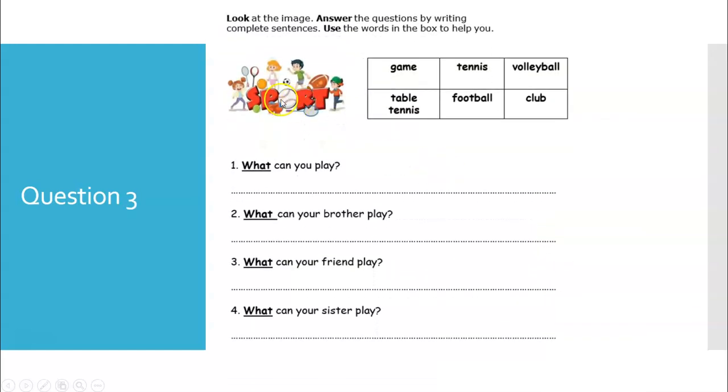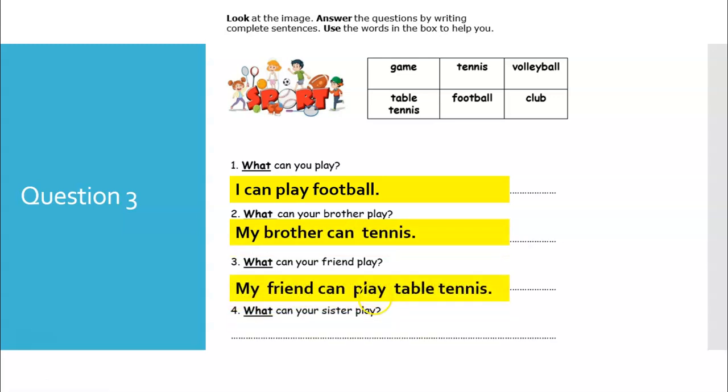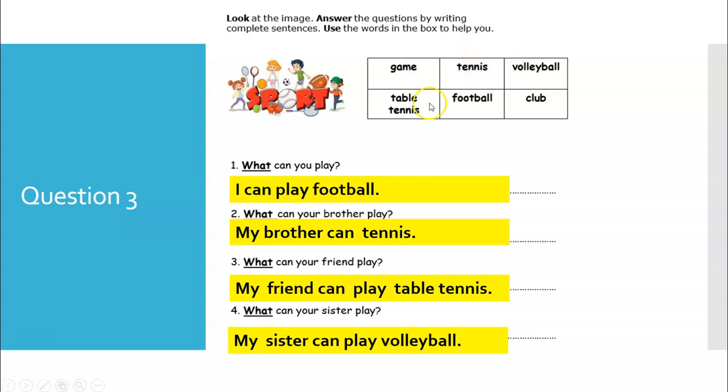Question 3. The same thing, you have a picture and you have words. What can you play? I can play football. What can your brother play? My brother can play tennis. What can your friend play? My friend can play table tennis. And last one, what can your sister play? My sister can play volleyball. I choose words from the box here and I write my complete sentences.